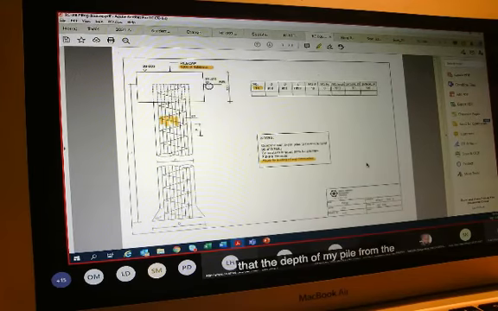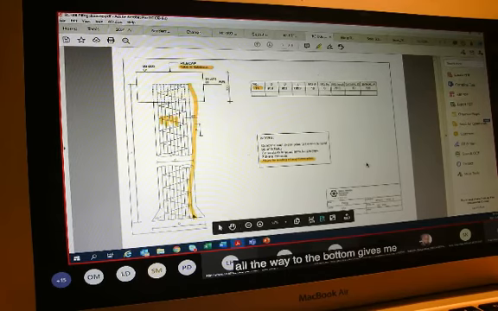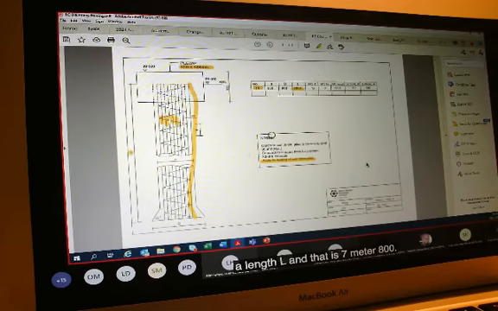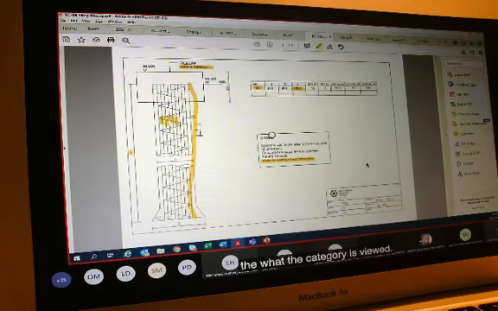we have our depth. Where do we find the depth? We find our depth on the drawing, which indicates the depth of my pile from the top, from my reduced ground level, all the way to the bottom, which gives me a length, L, and that is 7 meter 800. So 7 meter 800 to do that.